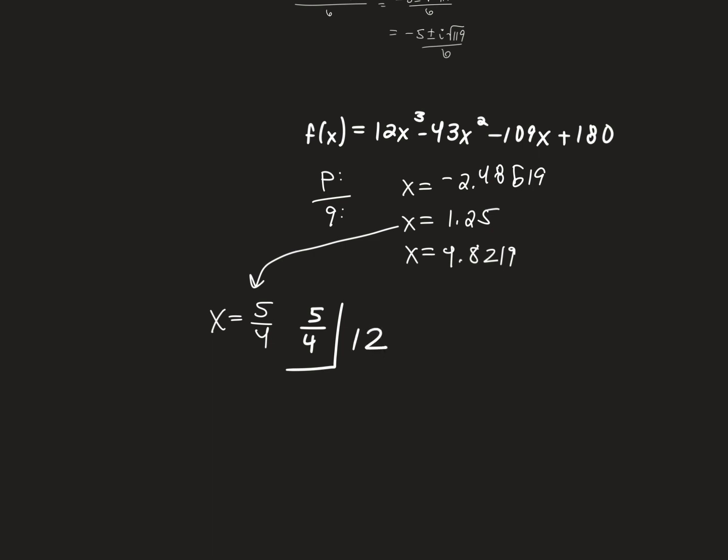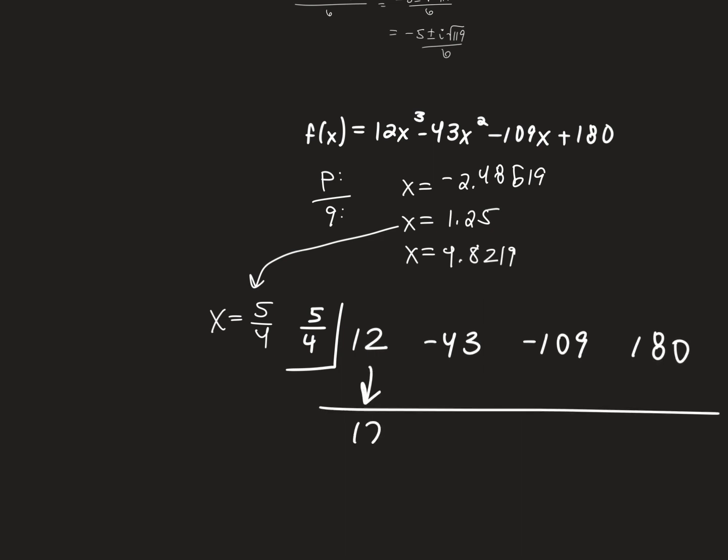I have 12, -43, -109, and 180. So bring down your 12, guys. Multiply to the corner. What you're doing is saying 12 times 5 divided by 4. And you get what? 15. So then -43 plus 15 gives you -28.